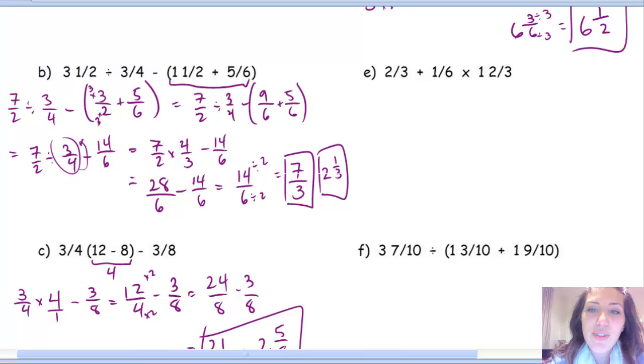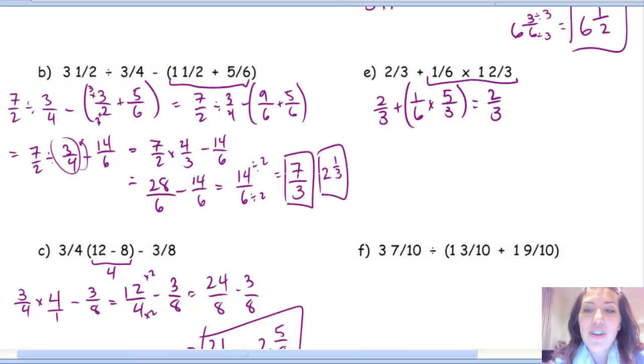All right, so we have 2/3 plus 1/6 times 1 2/3. First step is to multiply this and change this mixed number to an improper fraction. So we have 2/3 plus 1/6 times 3 times 1 is 3 plus 2 is 5/3. Now we can say 2/3 plus 1 times 5 is 5. 6 times 3 is 18.